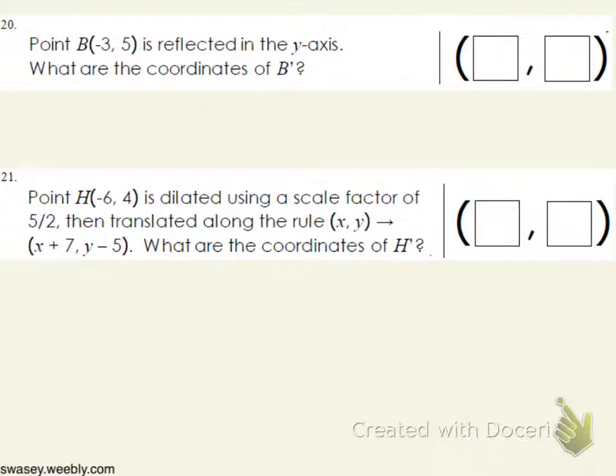Our reflection across the y-axis will change the sign on the x-coordinate. So instead of it being negative 3, 5, it'll be 3, 5. The y-coordinate stays the same.